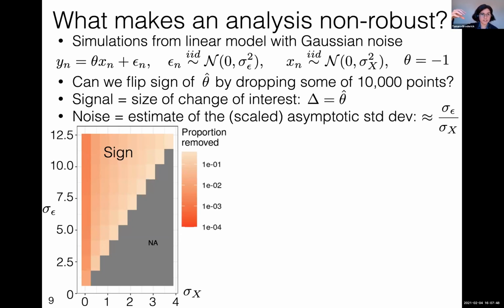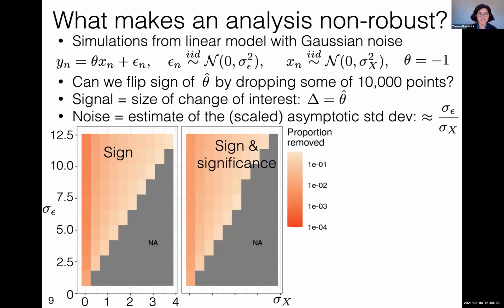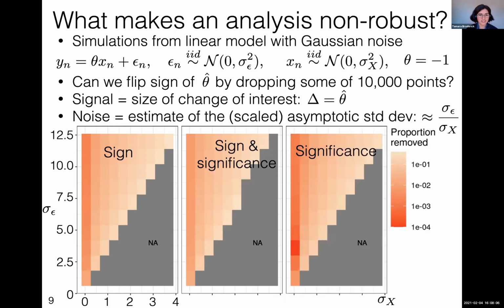On the diagonal, there is a proportion of the data we could remove, but it's pretty big. And as you get to higher sigma epsilon and lower sigma x, there's a smaller and smaller proportion of the data that you have to remove to change the sign, as expected. And we see this pattern for changing the sign and for changing the significance. These are the quantities of interest in this problem.